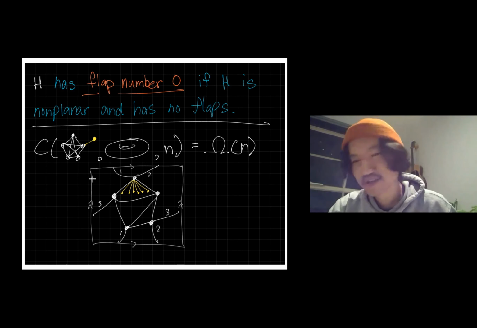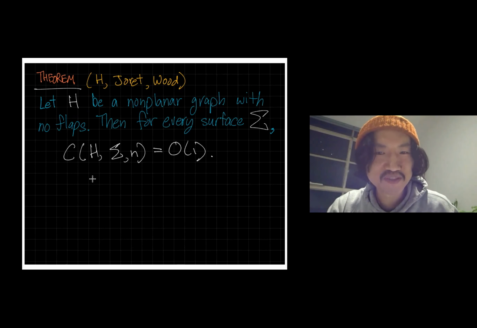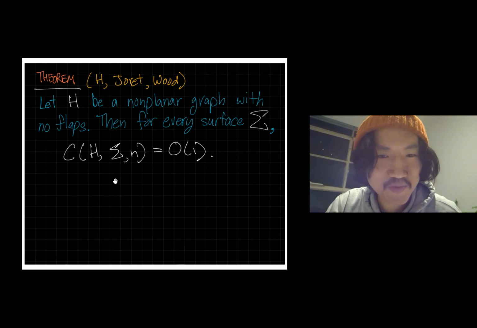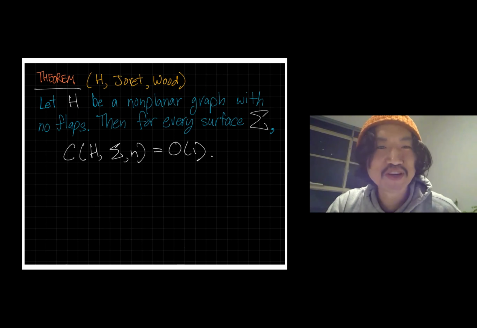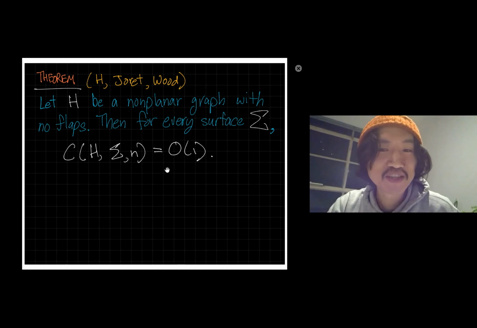So let me go through the tools that we need. This is just to remind you the theorem that we're trying to prove. You've got a non-planar graph with no flaps. I want to prove that in every surface you can only get a constant number of copies of H. And this constant will depend on this graph H and also on the surface.